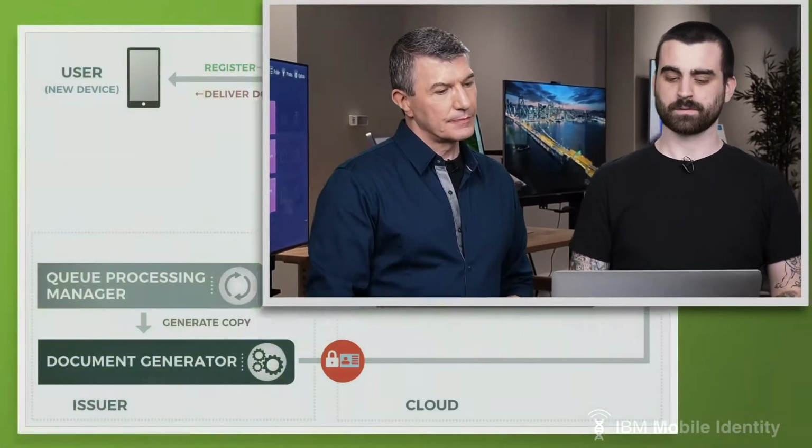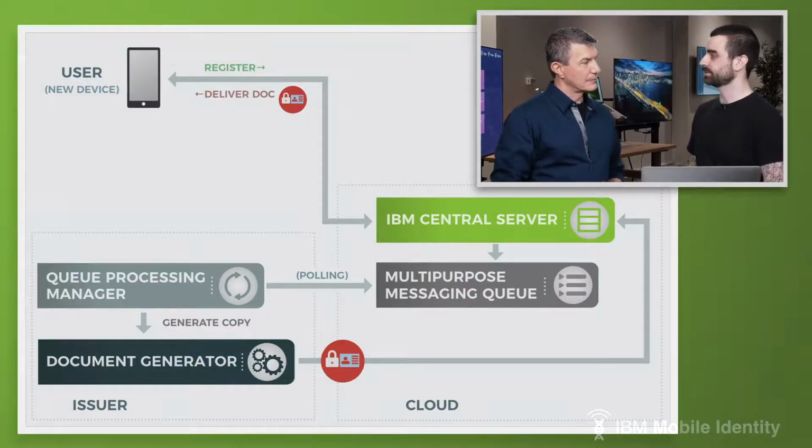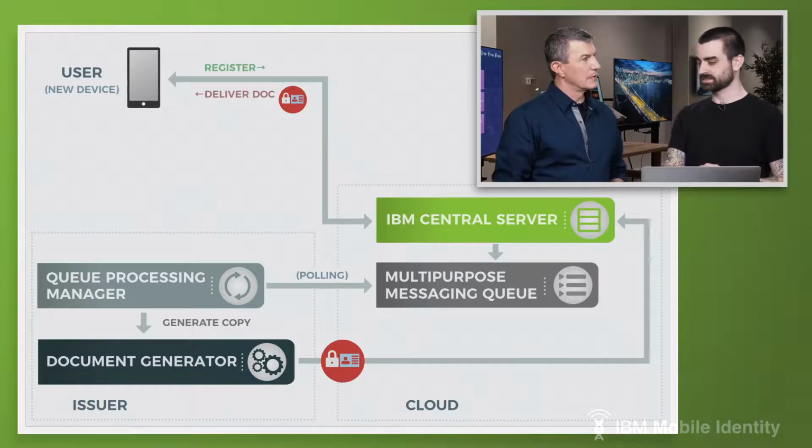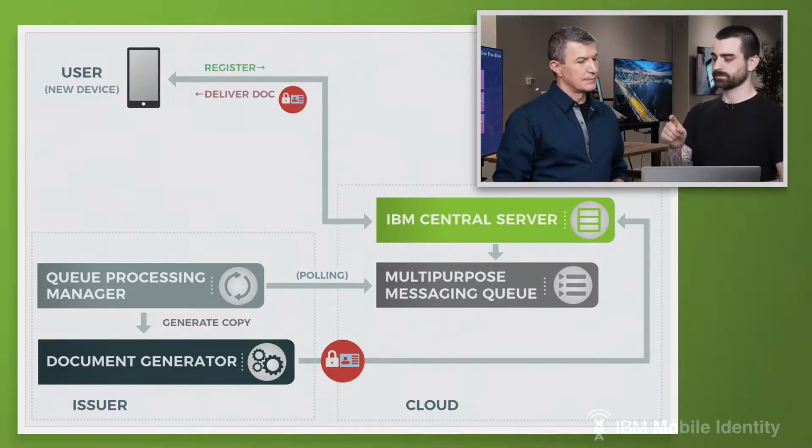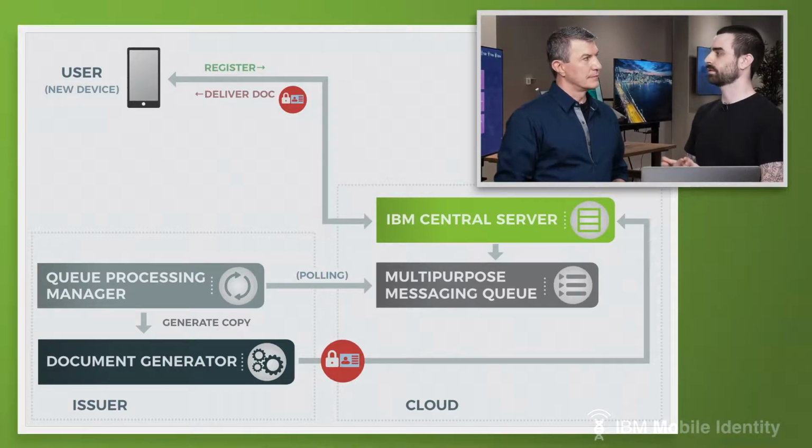Now, a benefit of being an IBM employee is I have multiple phones. What happens if I have another one? Okay. So from the new device, you would register it just like you did for that. You just log in, and it automatically registers you to the central server. Whenever you register to that central server, the central server puts onto this queue a message for the issuer to say, can you generate it for a new device?